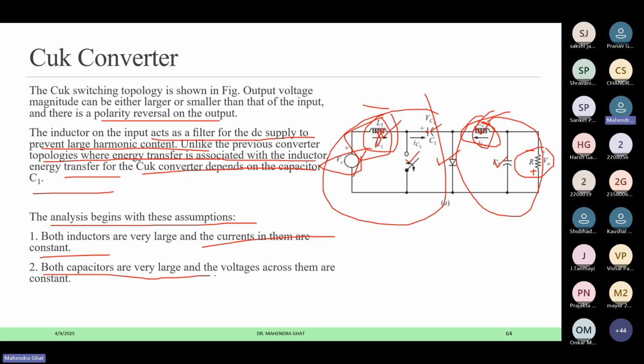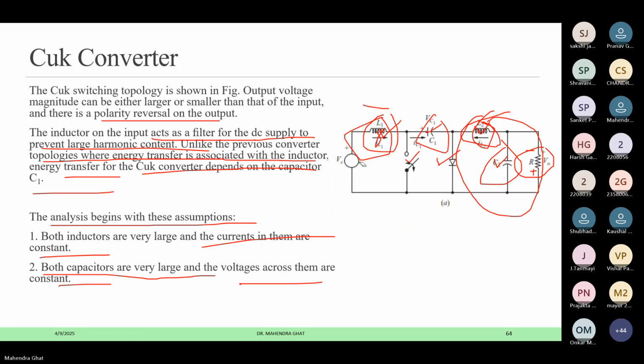Both capacitors are very large. Again, the capacitors are also very large, and the voltage across them is constant. So these are the assumptions we consider for deriving the Cuk converter equations. Again, we will just start with the switch on and switch off of the Cuk converter.